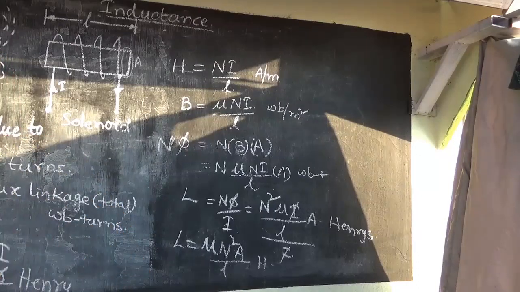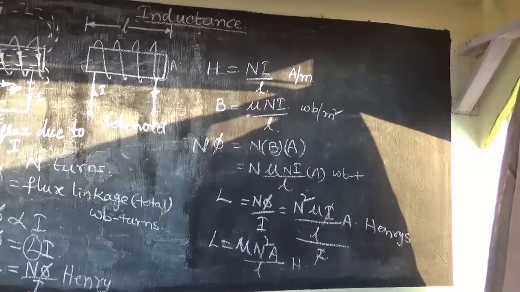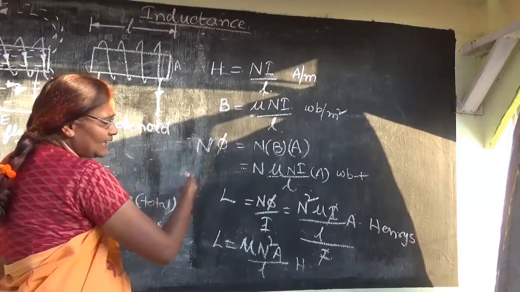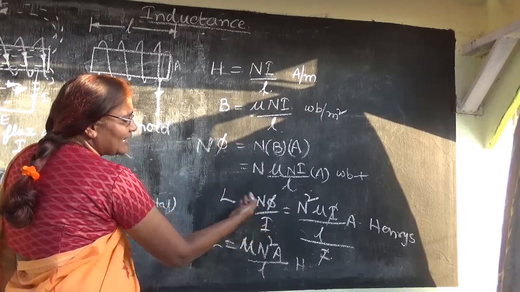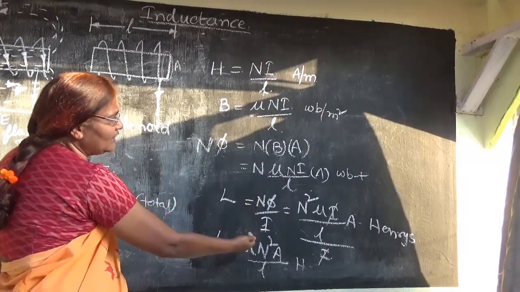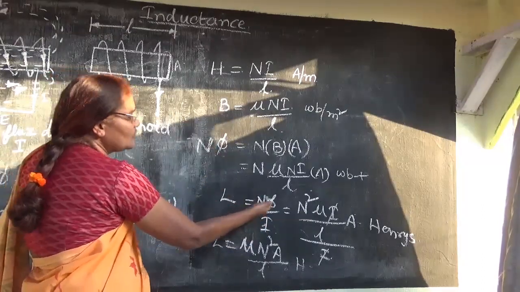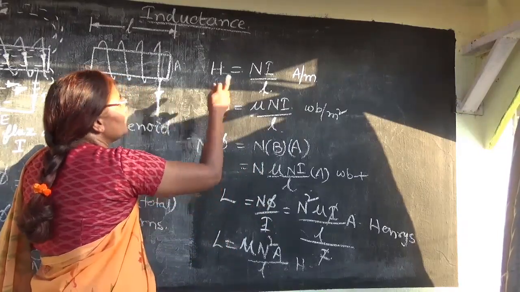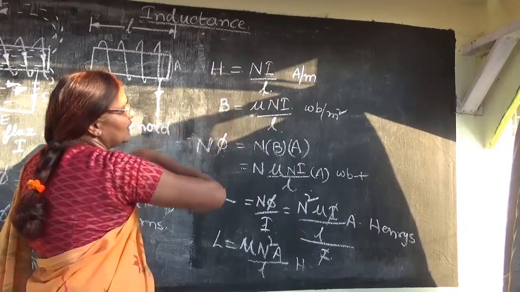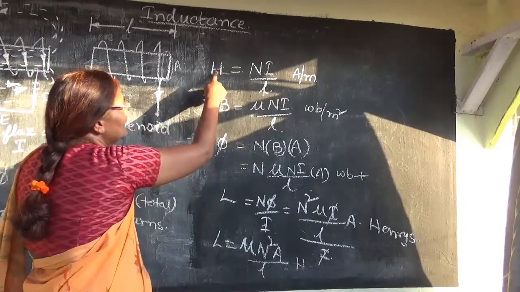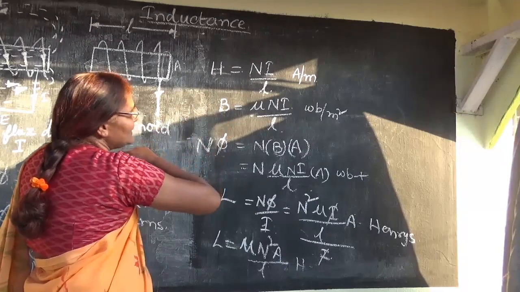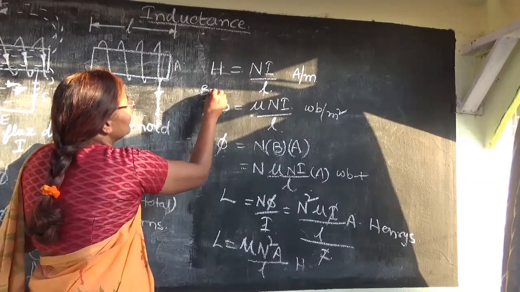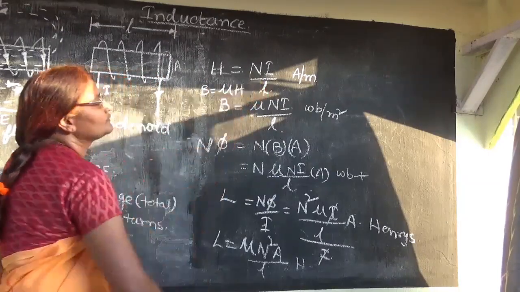So, I hope you understood this. And this is nothing but finding the inductance. Inductance formula is nothing but total flux linkage by the current flowing through it, N phi by I. So to find N phi, we have to find flux. To find flux, we have to find B. To find B, we find field intensity. So field intensity and flux density are related by the formula B is equal to mu H.